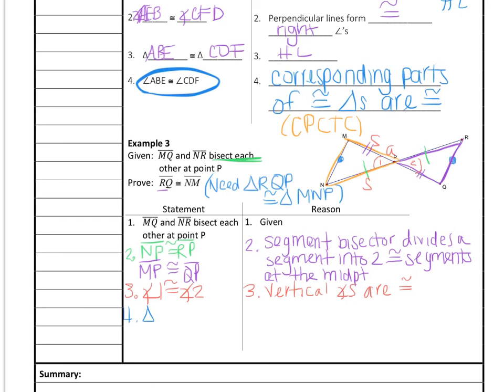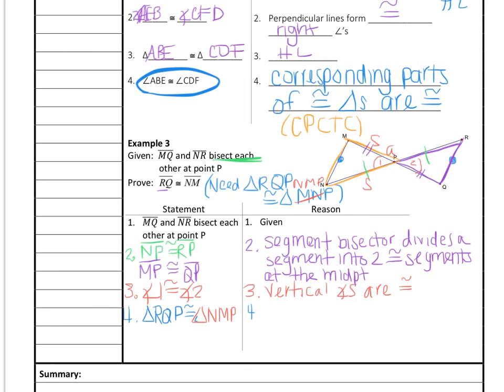So step 4 is that triangle RQP is congruent to triangle MNP. I guess I should be saying, sorry, triangle NMP, so that I match up the right parts. So I'm going to adjust that up here, NMP. Sorry about that. You know, we're always telling you guys to match up the right parts, so I got to do the same. R matches with N, Q matches with M, and P, of course, with itself.